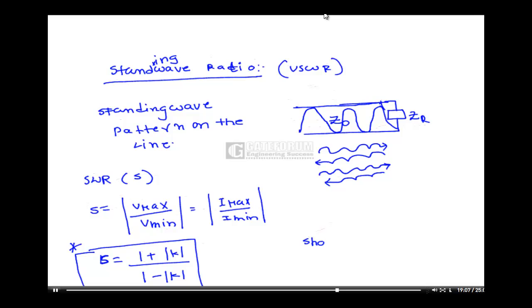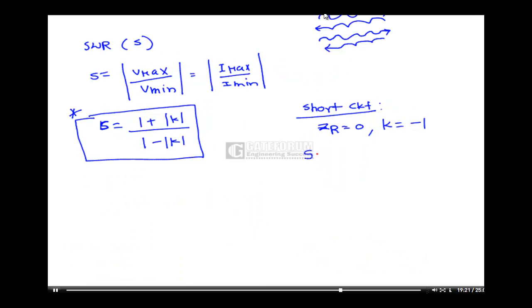The first one is the short circuit case. Short circuit case means ZR is equal to 0. Then what is the value of reflection coefficient? K is equal to minus 1. Then what is the standing wave ratio? 1 plus mod of minus 1 divided by 1 minus mod of minus 1. This is obviously infinite.